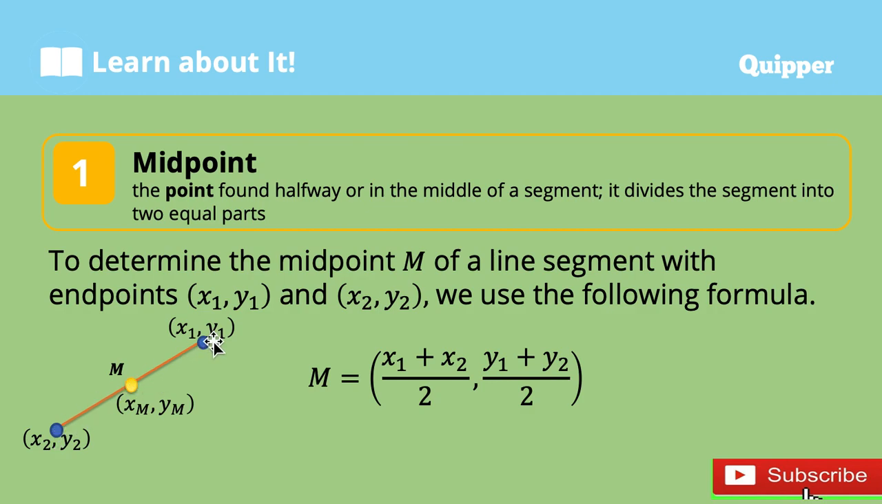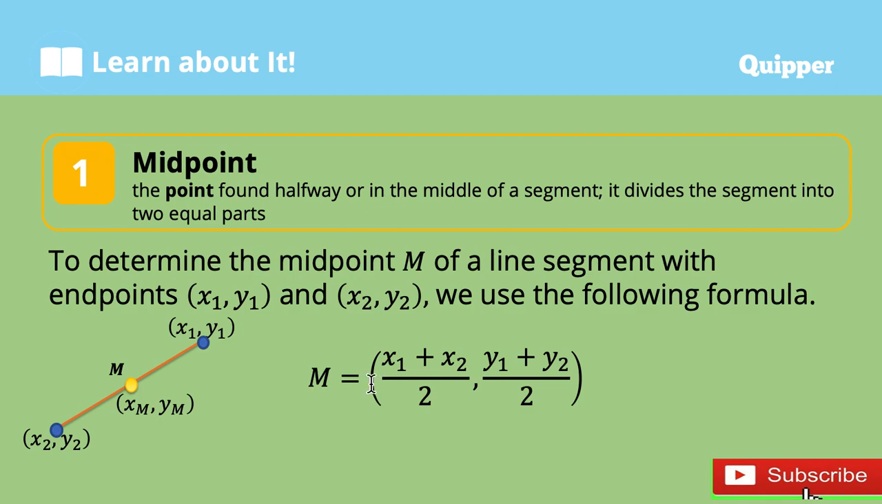Suppose we have a line segment here and the endpoints are x sub 1, y sub 1, and x sub 2, y sub 2. The point that divides the segment into two equal parts is what we call the midpoint. And the coordinates are x sub m, or the x component of the midpoint, and y sub m, the y component of the midpoint. To determine the midpoint of a line segment with endpoints x sub 1, y sub 1, and x sub 2, y sub 2, we use the following formula.